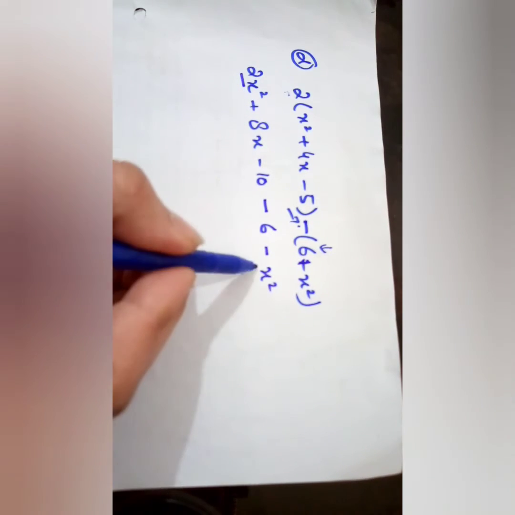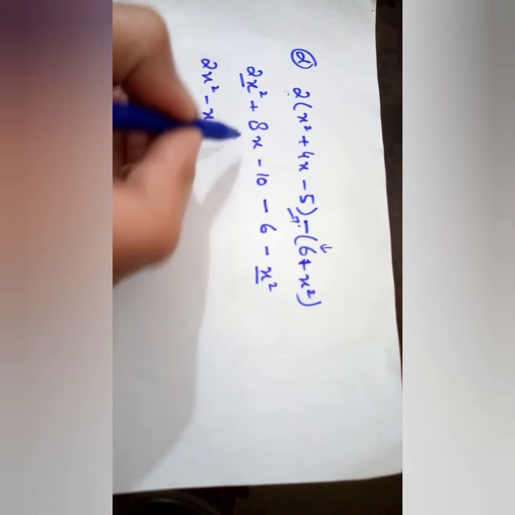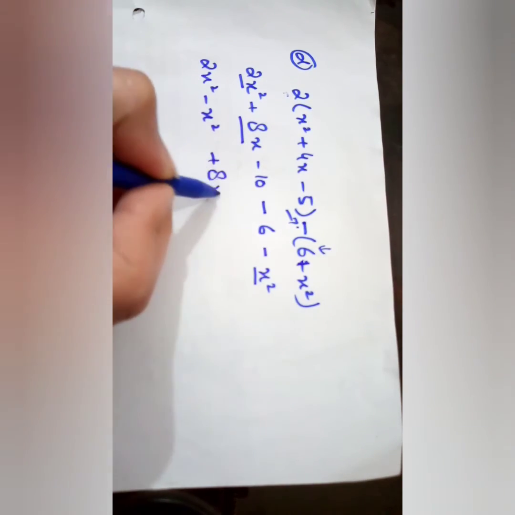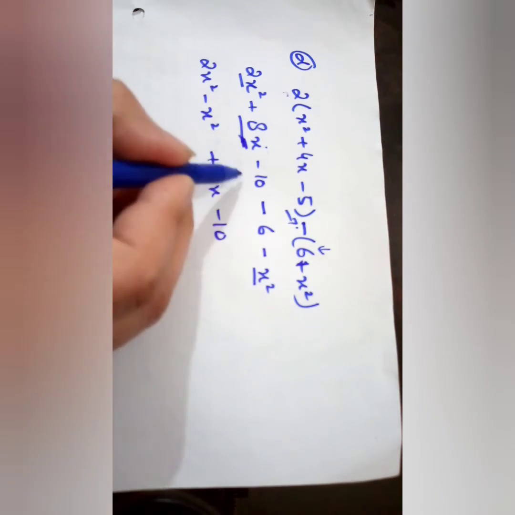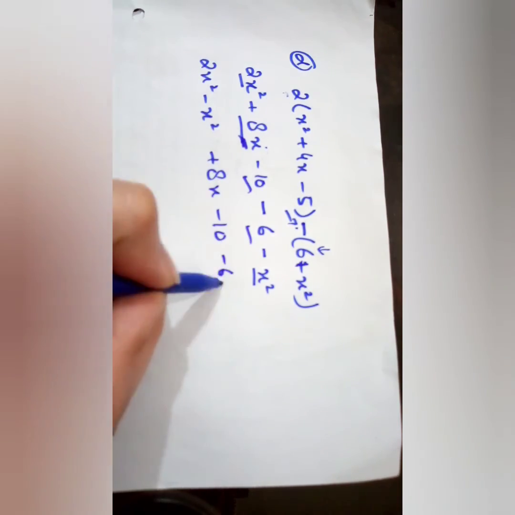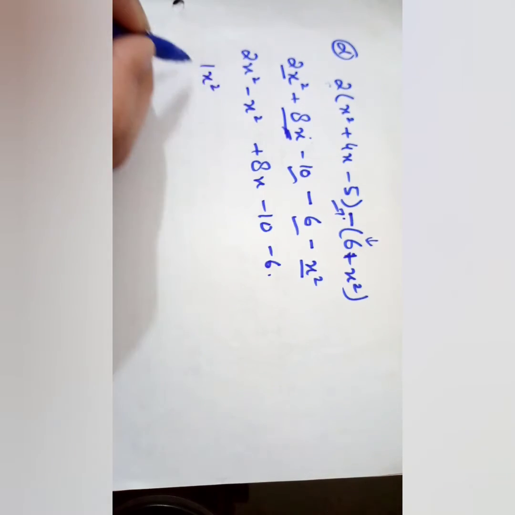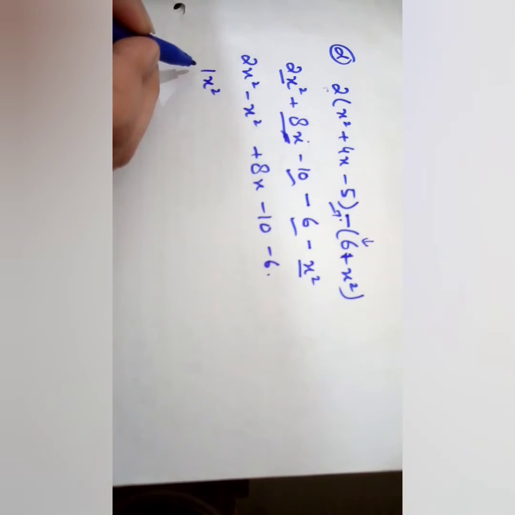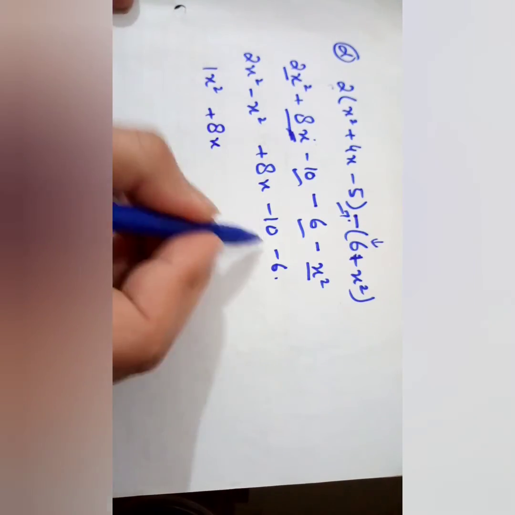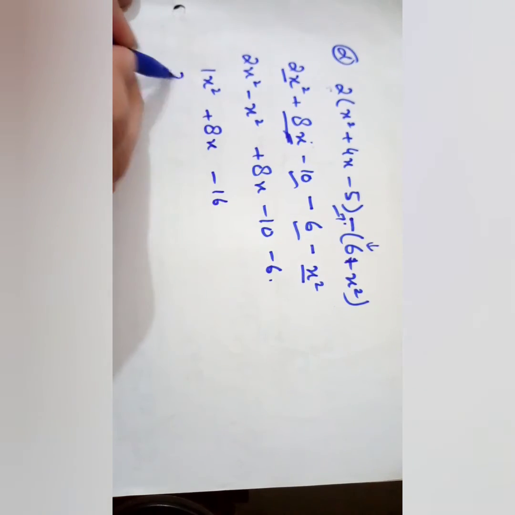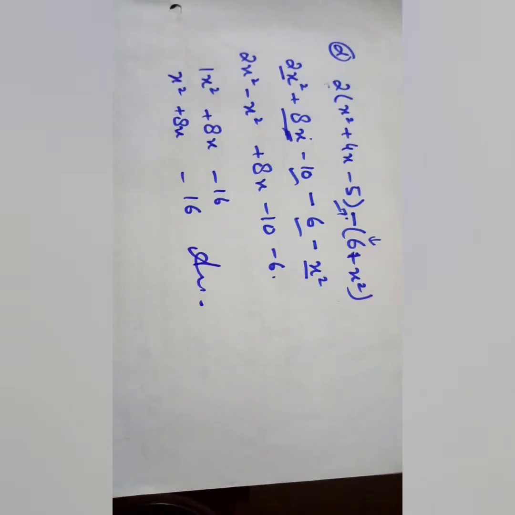Now write the same variables together. 2x square minus x square, then plus 8x, and there is only one term with the x variable. Then the constants, minus 10 and minus 6. 2 minus 1 is 1. It is your own choice whether you want to write this one or not. Then plus 8x, then minus 16. x square plus 8x minus 16 is your answer for this practice now.